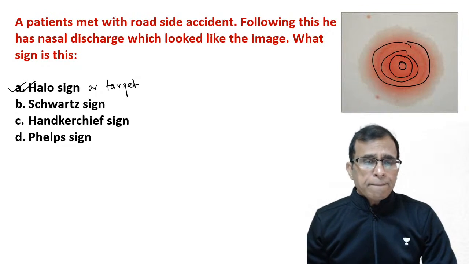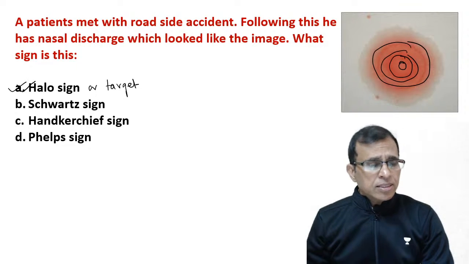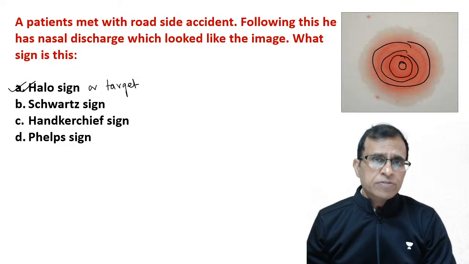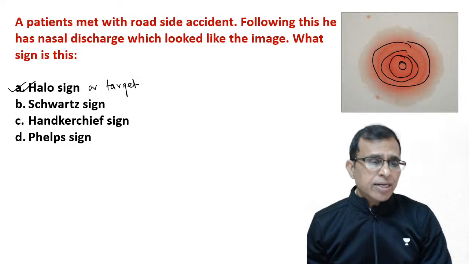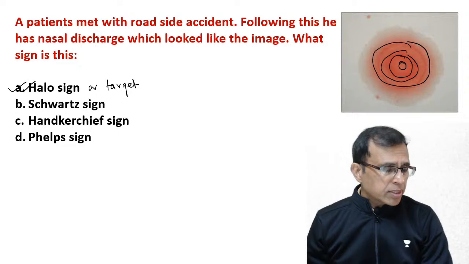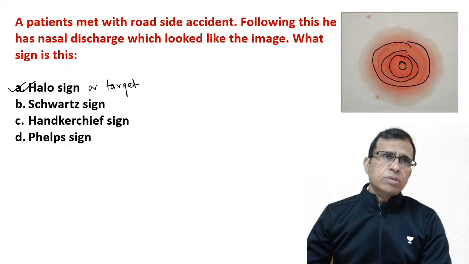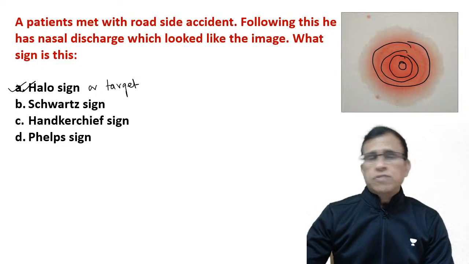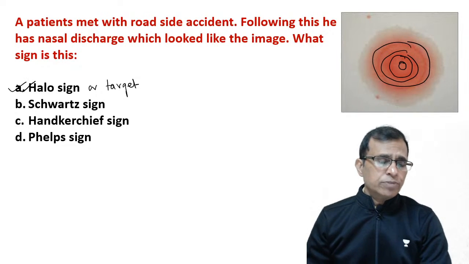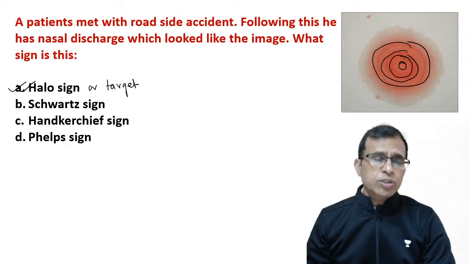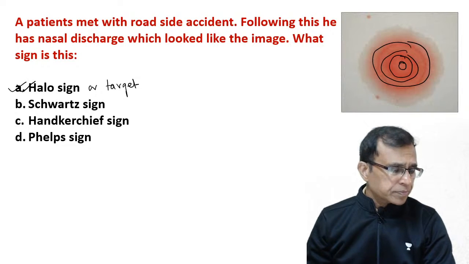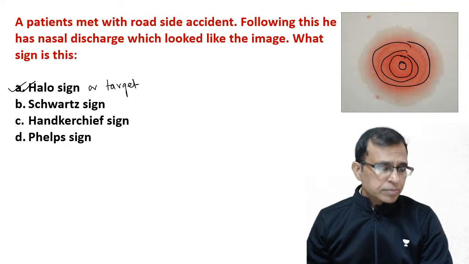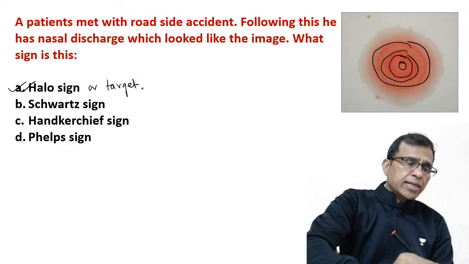Now tell me, is this sign seen in all patients of CSF rhinorrhea or any specific type of CSF rhinorrhea? Can you answer this question? Target sign or halo sign, is it seen in most of the patients of CSF rhinorrhea or some specific cause of CSF rhinorrhea? Which one? Let's see. What do you say? Halo sign and target sign is only seen.